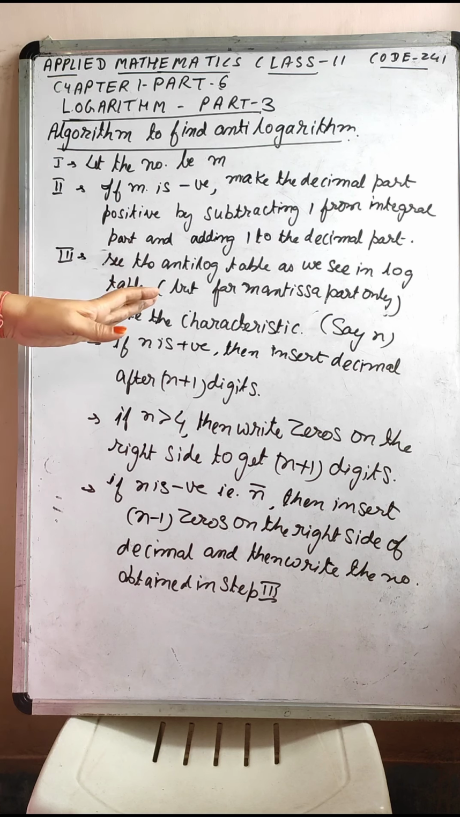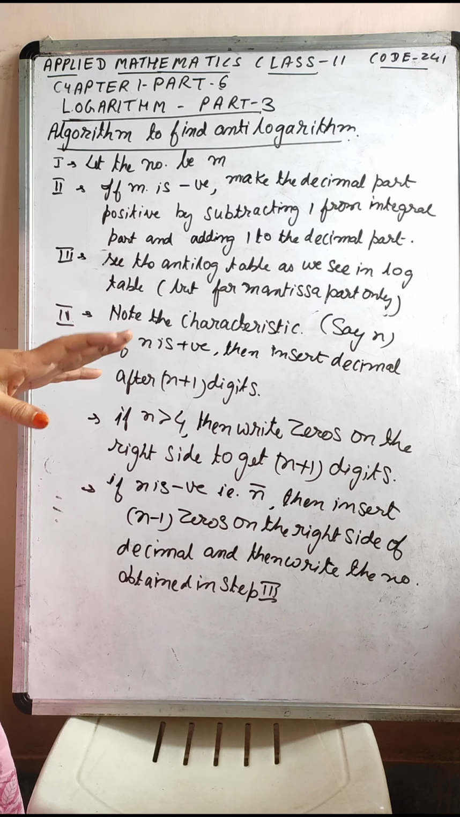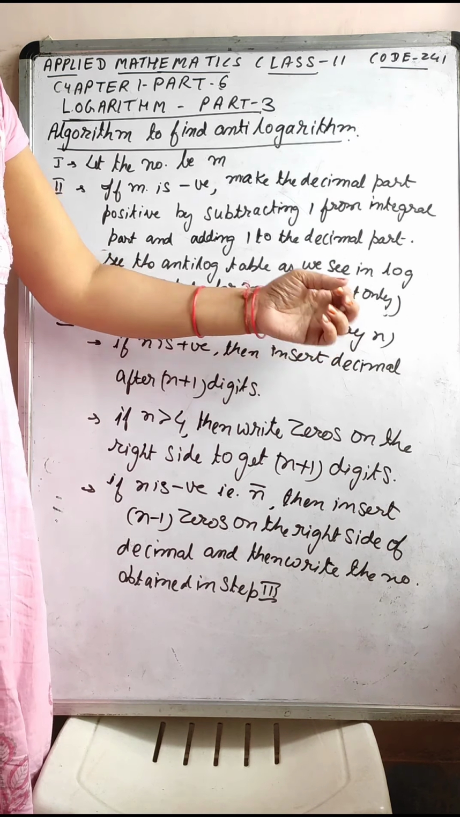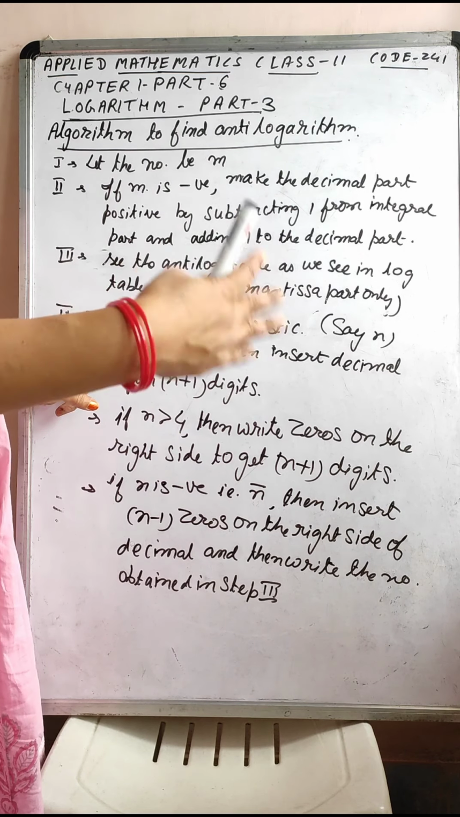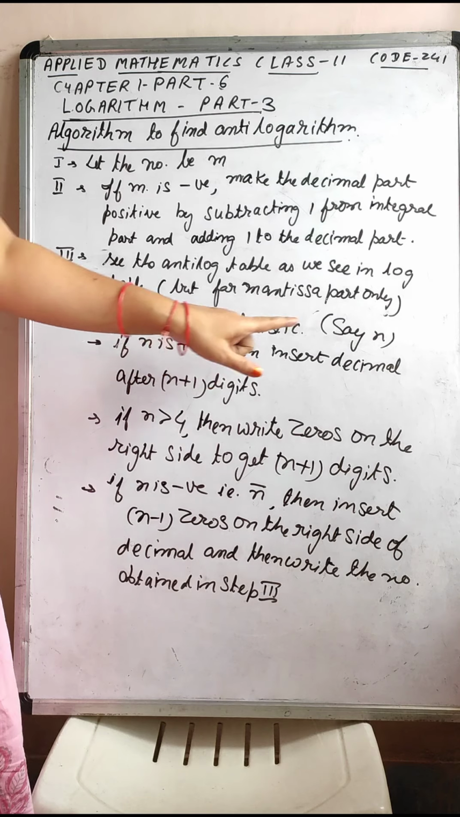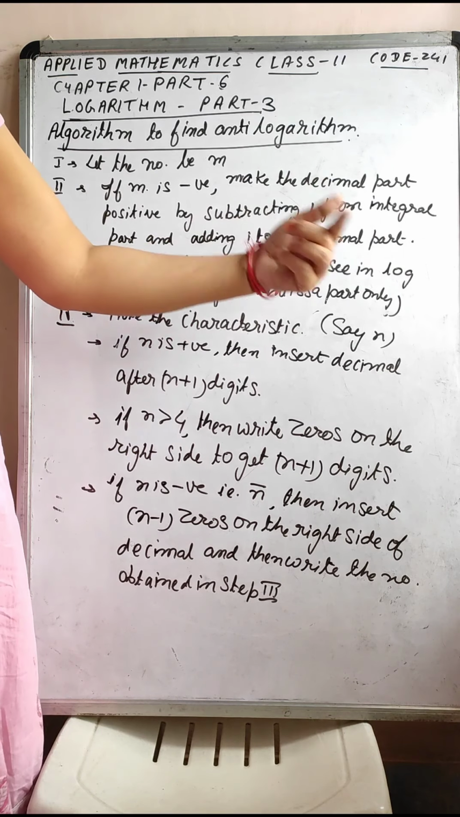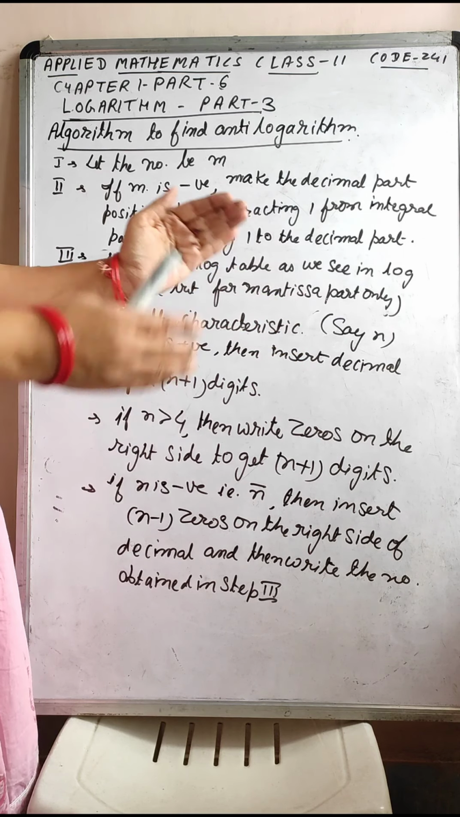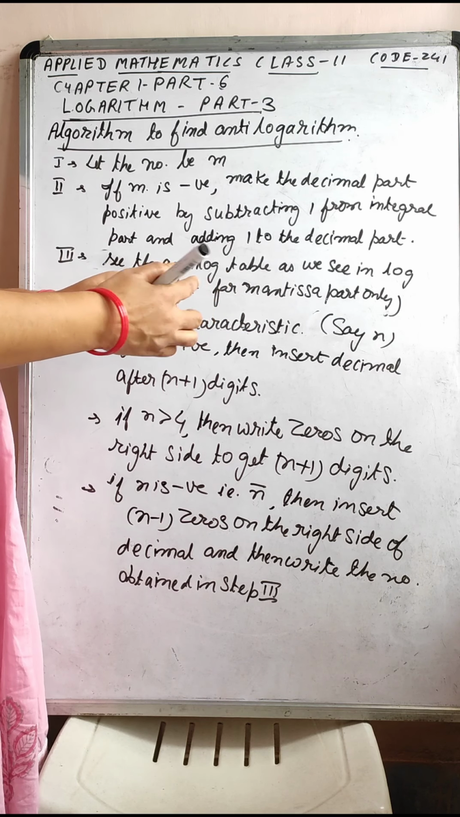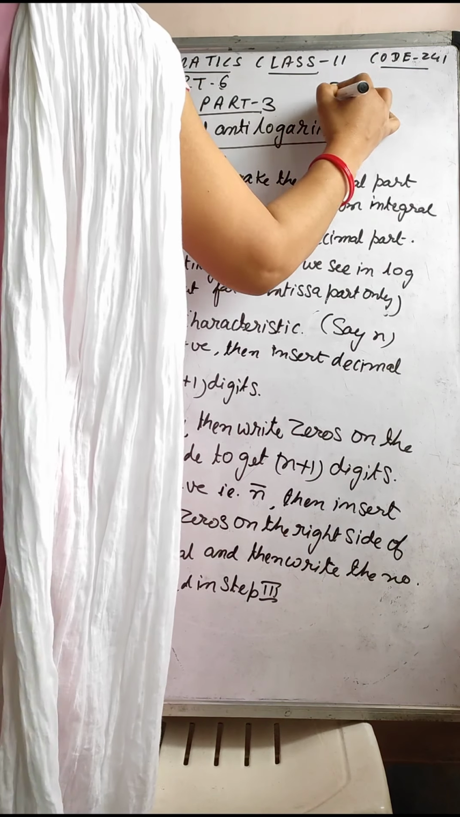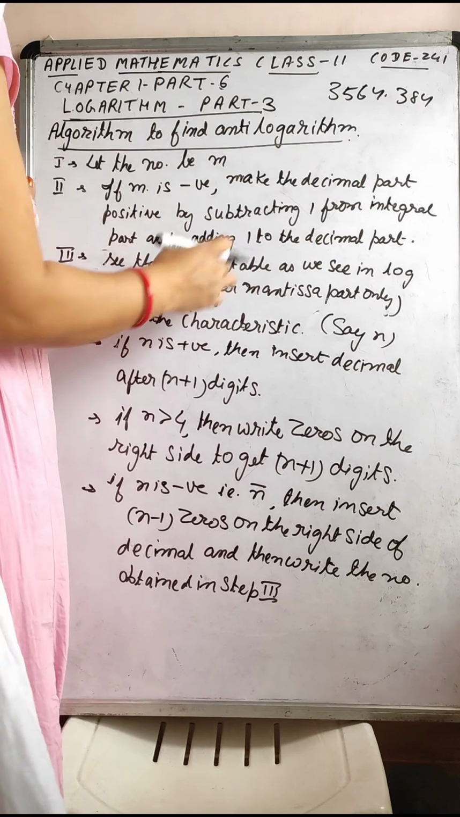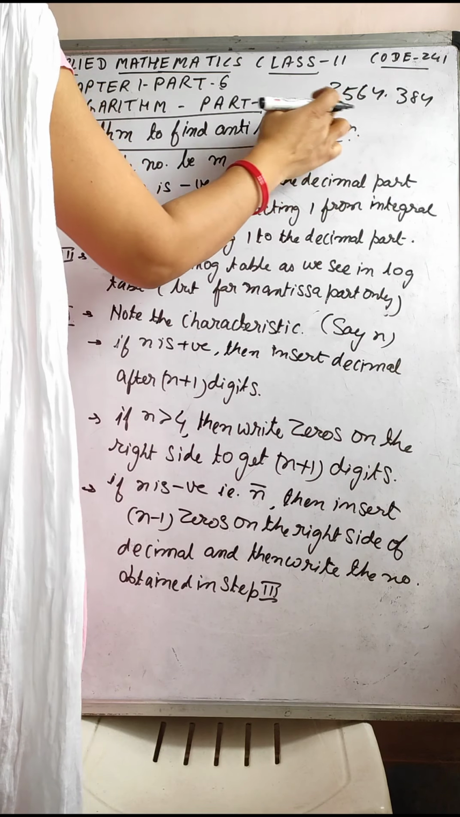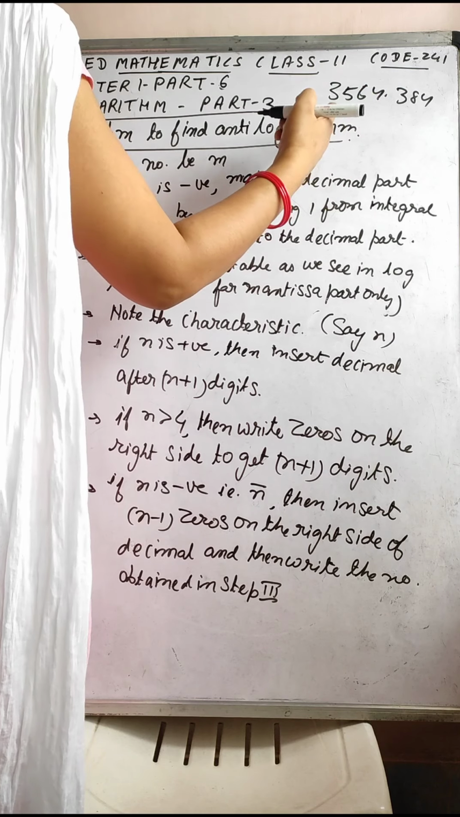Now after writing that, see what the characteristic is. Now suppose the characteristic is n. If n is positive, suppose n is 3, 4, 5 and so on, then insert the decimal after n plus 1 digits. Keep in mind, to find the characteristic, suppose the number is 3564.384. The characteristic is 4 places minus 1, so the characteristic is 3 over here.